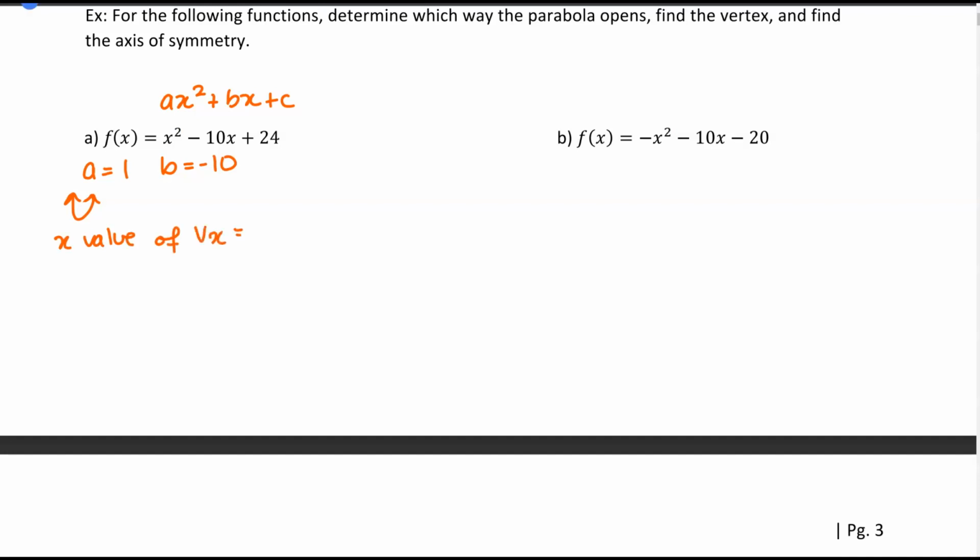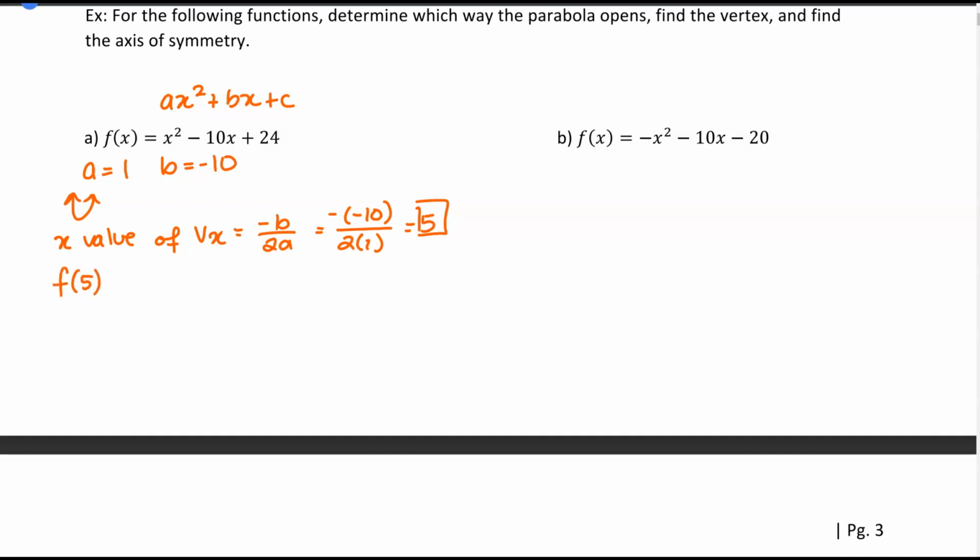The x value of our vertex is going to be equal to negative b over 2a. So negative b is going to be negative 10 over 2 times a, which is 1, and this gives us 5. Okay, so that tells me that the 5 is going to be the h value of that vertex form. So now I need to be able to find the k value, and I'm going to do that by plugging it into the function.